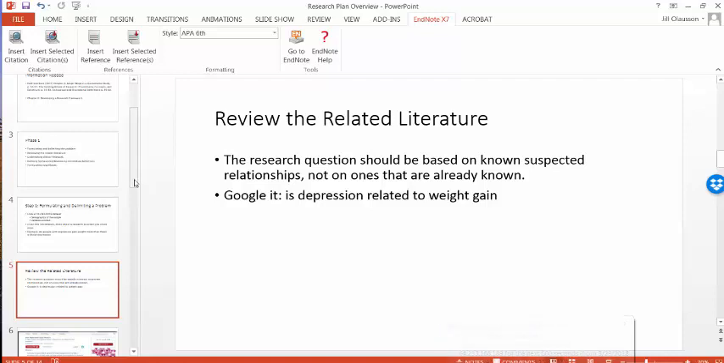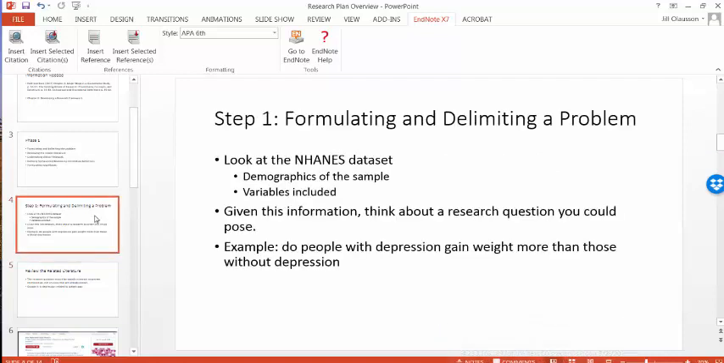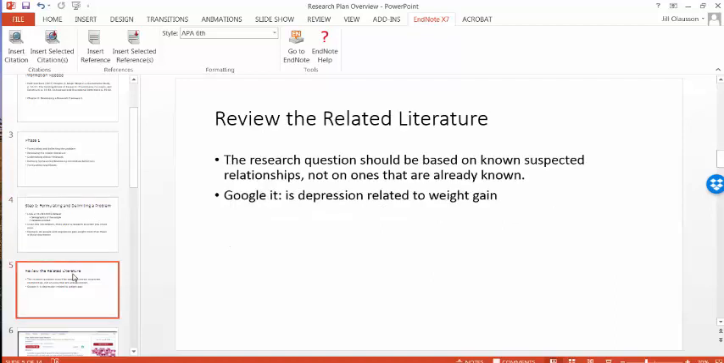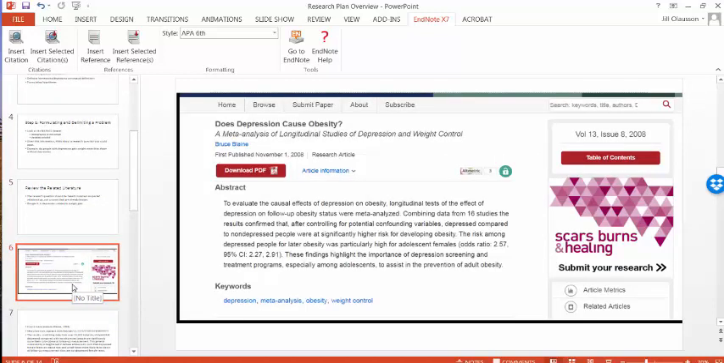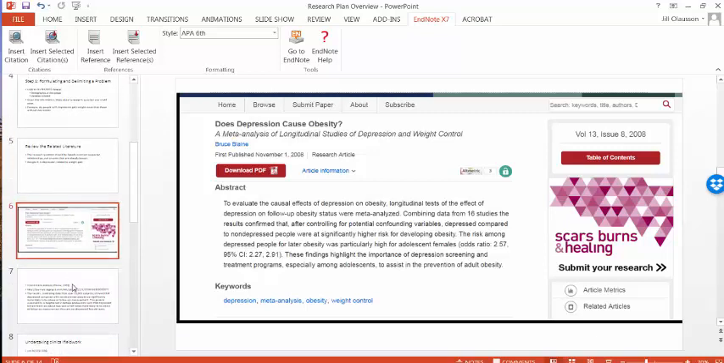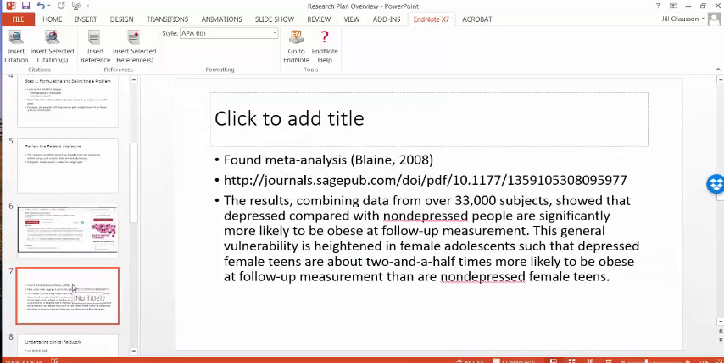So what I did, I had this example question: do people with depression gain weight more than those without depression? So I went to Google and I just typed in, is depression related to weight gain? And up popped this study. It's a meta-analysis, which we know is high quality evidence, called Does Depression Cause Obesity? Bam. Then in here I just went to the conclusion of the study.